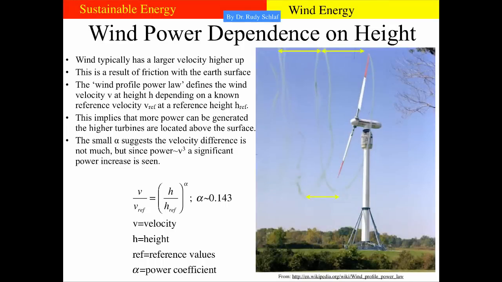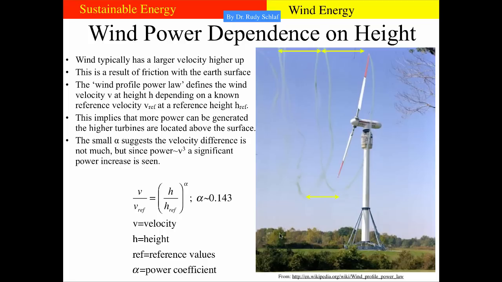Another consideration for wind turbine placement is the height above ground. You see here an interesting experiment. They attached flares to the end of one of the blades. So as the wind turbine rotates in the wind, you see that the wind above here pushes the air faster forwards than the wind down here. And so this clearly shows us that the velocity at higher altitudes is higher than close to the ground.